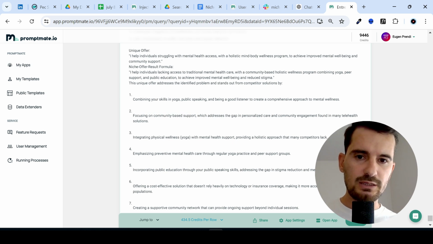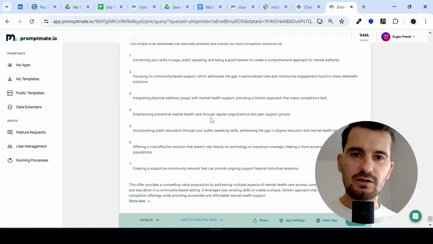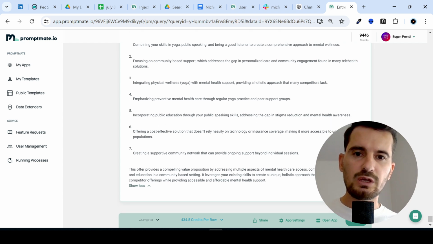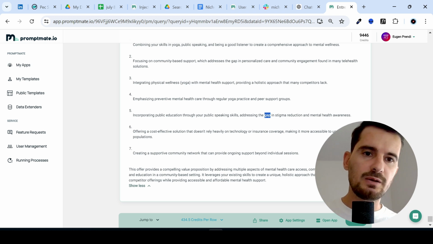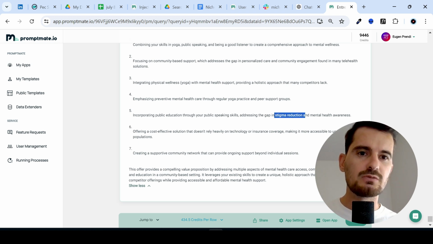Integrating physical wellness, which is yoga, with mental health support, providing a holistic approach that many competitors lack. Amazing, because it's already telling you that many competitors don't offer this. Emphasizing preventive mental health care through regular yoga practice and peer support groups. Incorporating public education through your public speaking skills, addressing the gap in stigma reduction. Because see, it says the competitors don't cover this. They have missed this, right? So this is fantastic. This is where you can focus too.